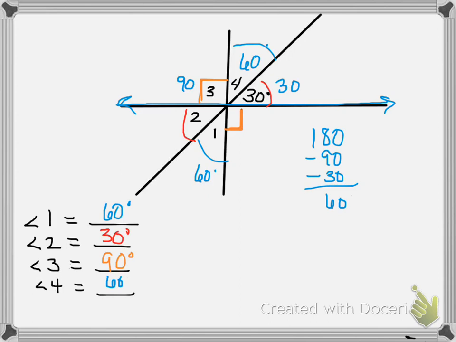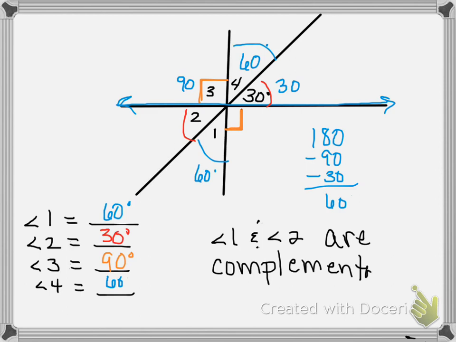Let's also talk about this. We could say that angle 1 and angle 2 are complementary, and these are complementary because they add up to equal 90 degrees. So 30 plus 60 is equal to 90 degrees. Remember that anything that's complementary adds up to equal 90, and anything that's supplementary is going to add up to equal 180 degrees.